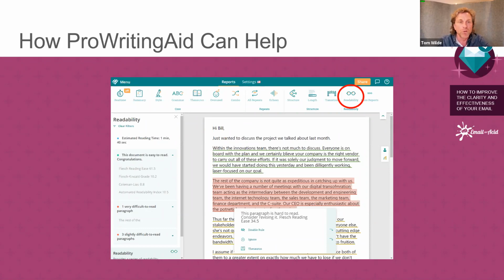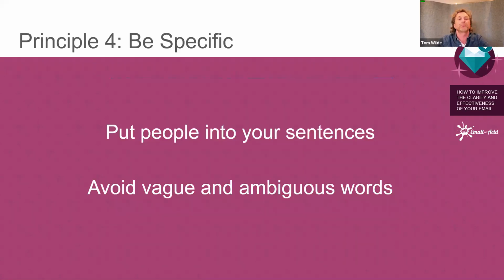Okay, this is great. We are moving rapidly through these points. Principle 4. So we've got 4, then we've got 5, and then we'll go to questions. Principle 4 is be specific. And here I want to talk about putting people into your sentences and avoiding vague and ambiguous words. So putting people in sentences, and I mean using we, not the company, right? Using lawyers, not the legal profession.